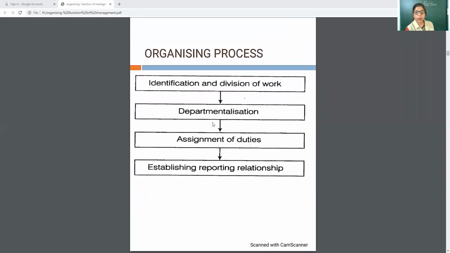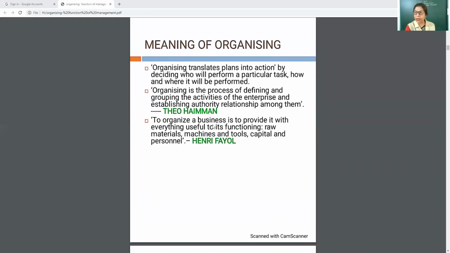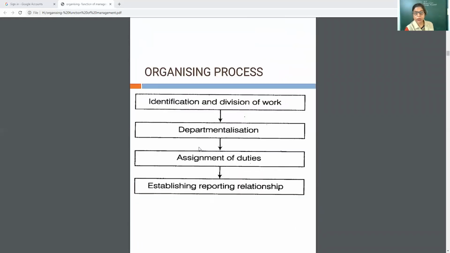Next, organizing process. If you want to note down the definition, you can note it down, and to make your answer effective, you should write the name of the author also. To organize a business is to provide it with everything useful to its functioning: raw material, machines, capital, and persons. That definition was given by Henry Fayol, father of principles of management. Means what he is saying is, if you want to achieve your goal, you require some resources. Resources means like raw material, machines, tools, capital, and persons.